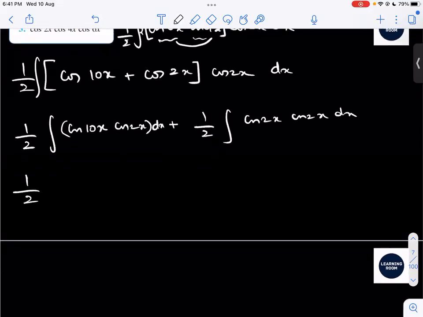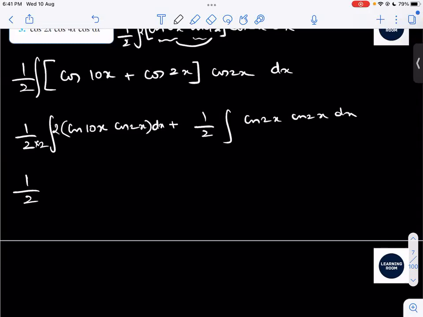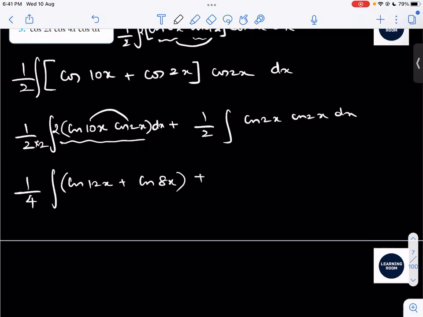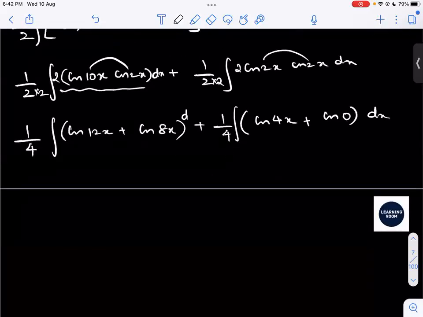So 1 by 2 into, again I'll multiply and divide by 2. So it will become 1 by 4 into 2 cos A cos B. That is cos of 10x plus 2x, which is going to be 12x, plus cos of 10x minus 2x, which is going to be 8x. Here also I'll multiply and divide by 2, so that it becomes 1 by 4 of the integral of cos of 2x into 2x, which is going to be cos of 2x plus 2x, which is cos 4x, plus cos of 2x minus 2x, which is going to be 0, dx. So here also you have a dx.